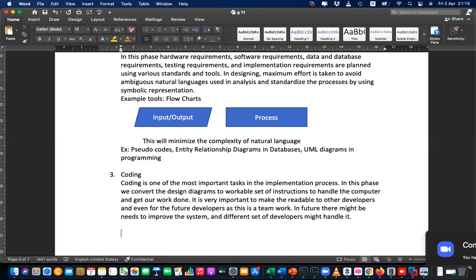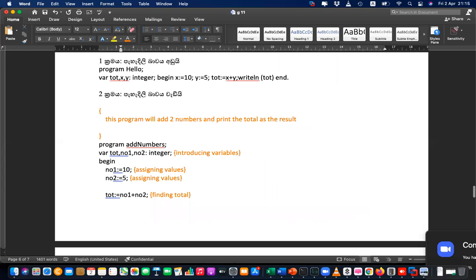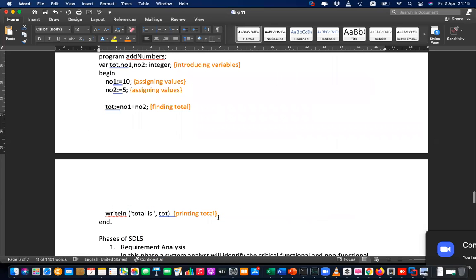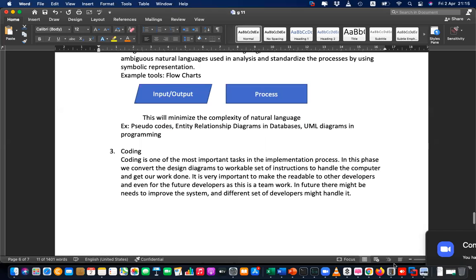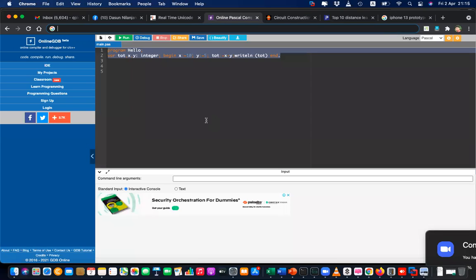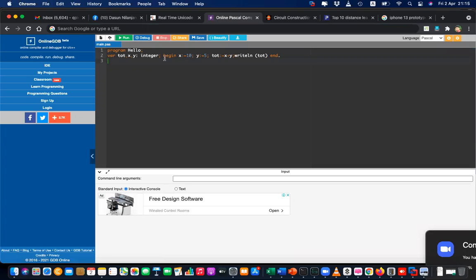So okay, let's see two possible options, and I'm going to use this code. I'm going to run the program in an online Pascal compiler. So let me run this code. I'm going to remove this and paste this code, and you can see this is a Pascal program.